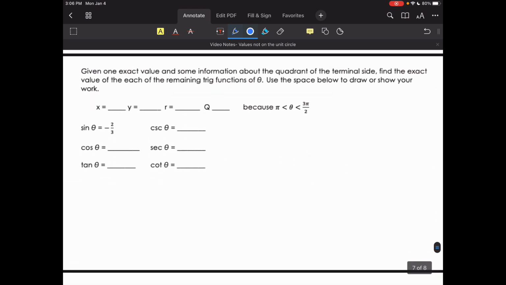Now, the last problem type we're going to talk about is when you are given one of the trig function answers and another piece of info. Okay, and that piece of info will help us figure out what quadrant we're in. And then once we know that, we can find the missing piece by using the Pythagorean theorem.